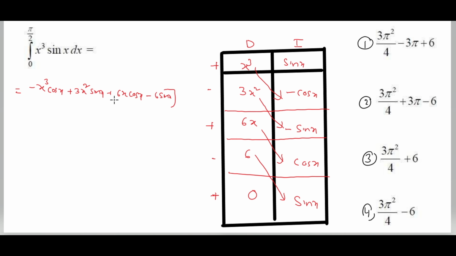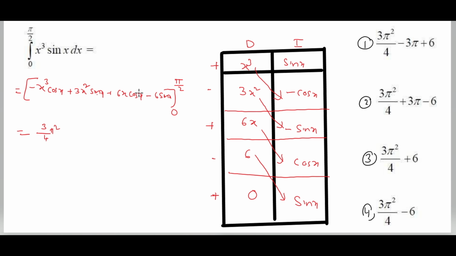So integration of this value is completed, with lower bound 0 and upper bound pi by 2. Now substituting the upper bound pi by 2: cos 90 is 0, 3 into pi by 2 whole square is 3 pi square by 4, that is 3 by 4 pi square, and sin 90 is 1.